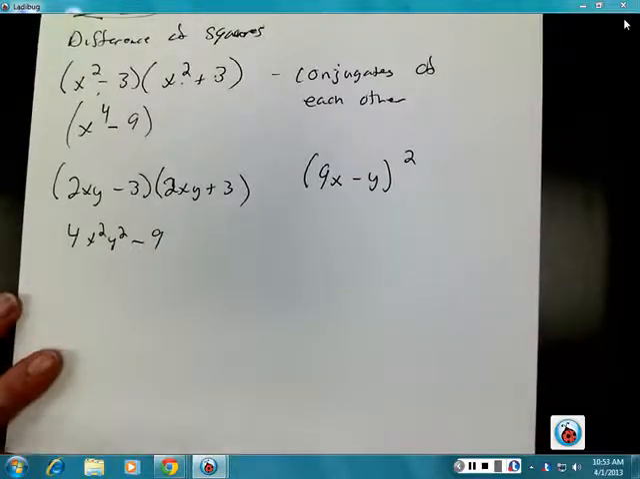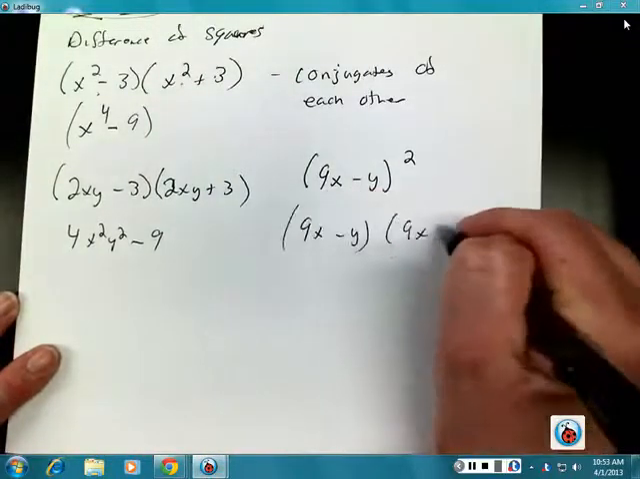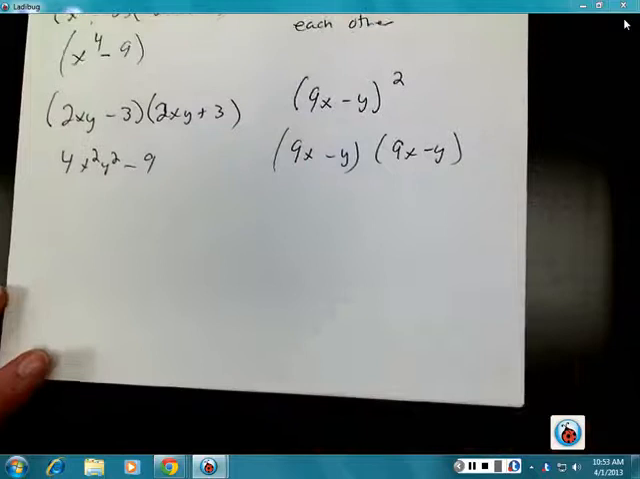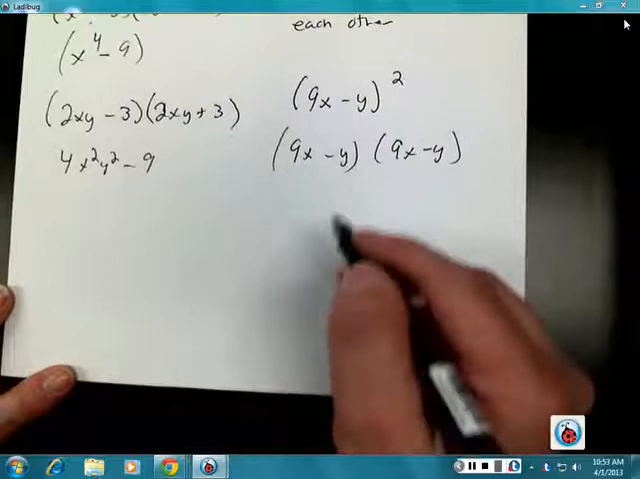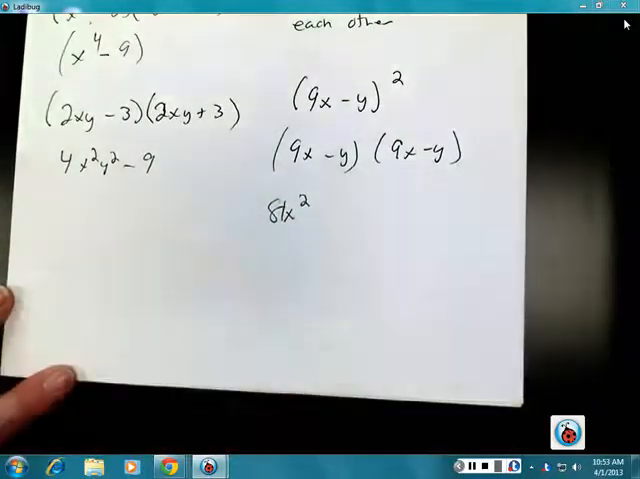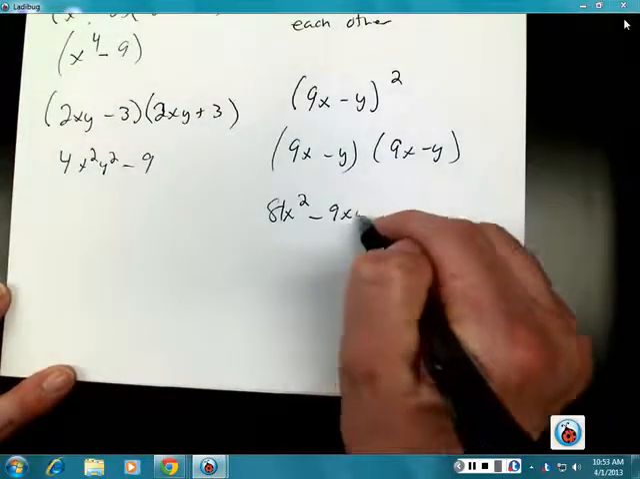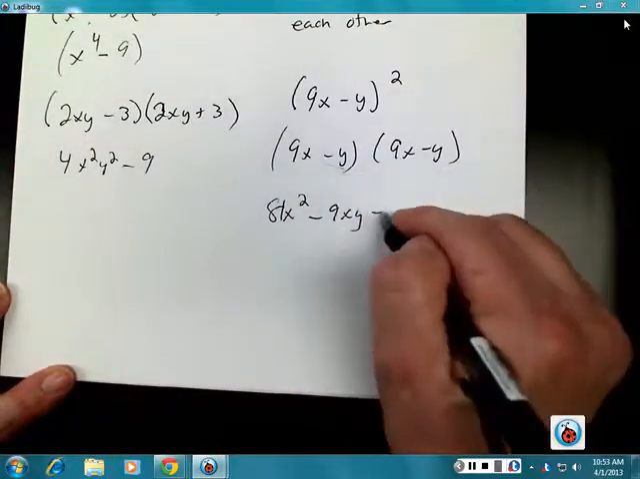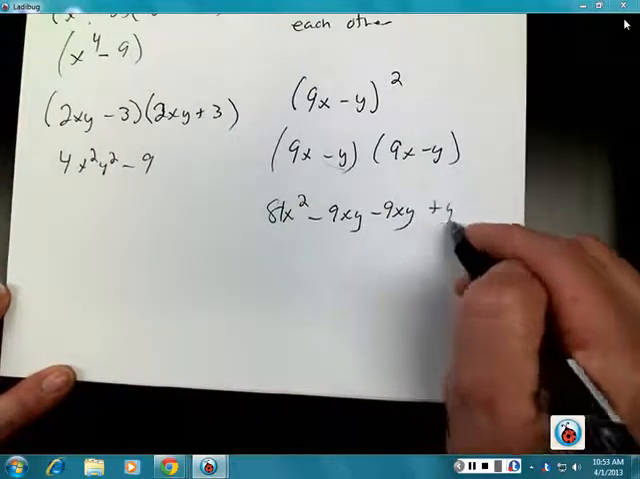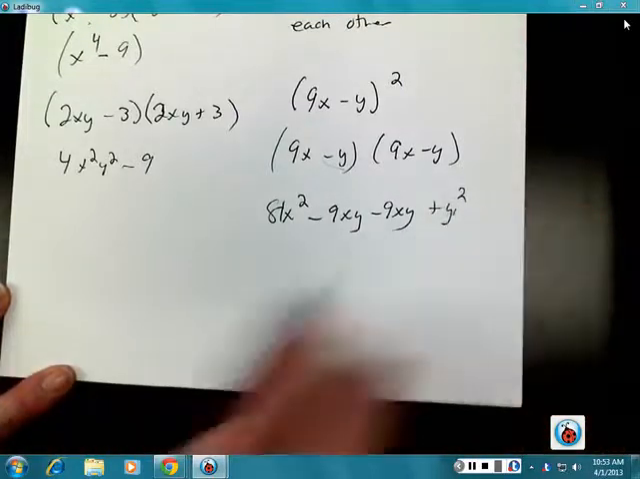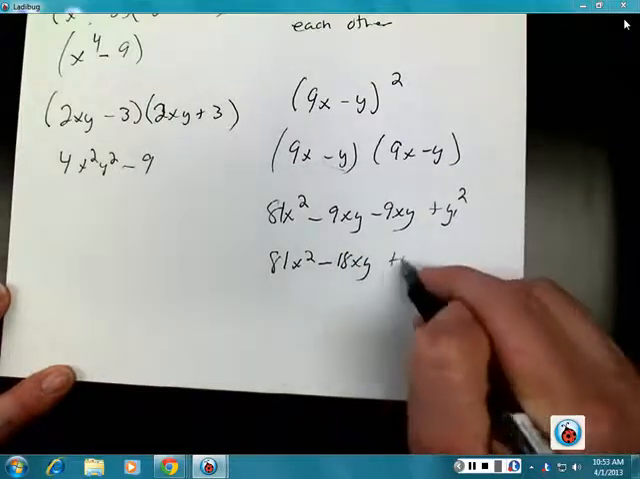What was that again? Yeah, so we got to write it out twice. Then we need to FOIL stuff, right? 9x times 9x is 81x squared. 9x times a negative y? Negative y times 9x. And finally, negative y times a negative y is a plus y squared. So my answer is 81x squared minus 18xy plus y squared.